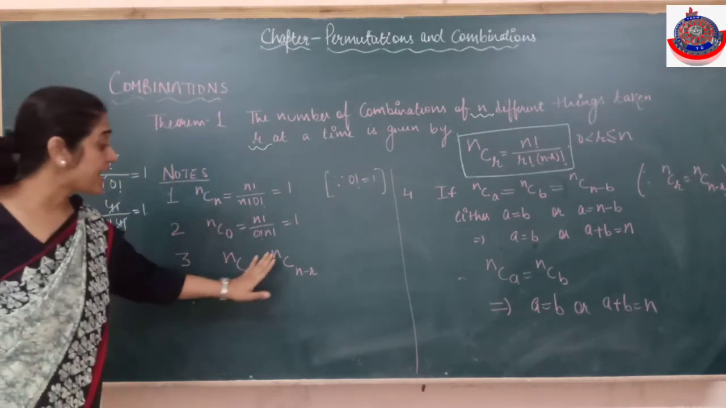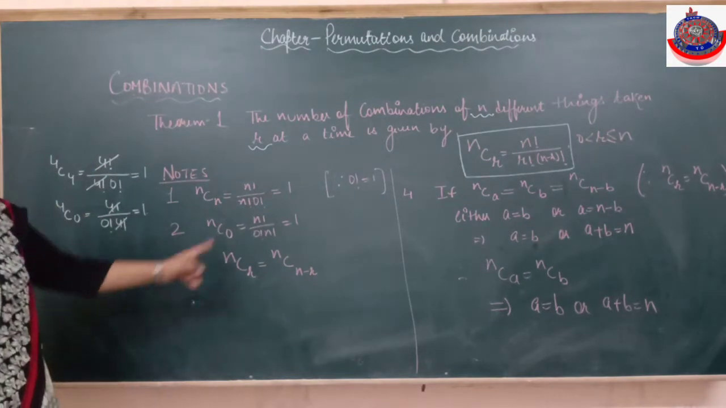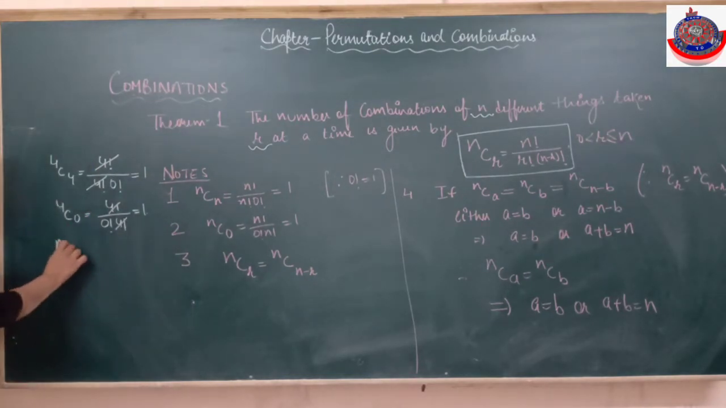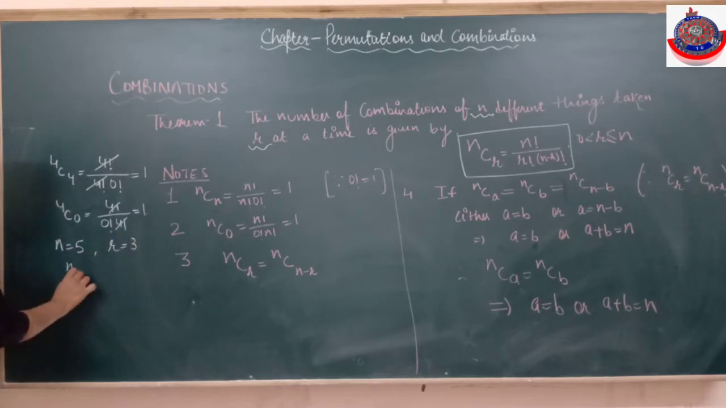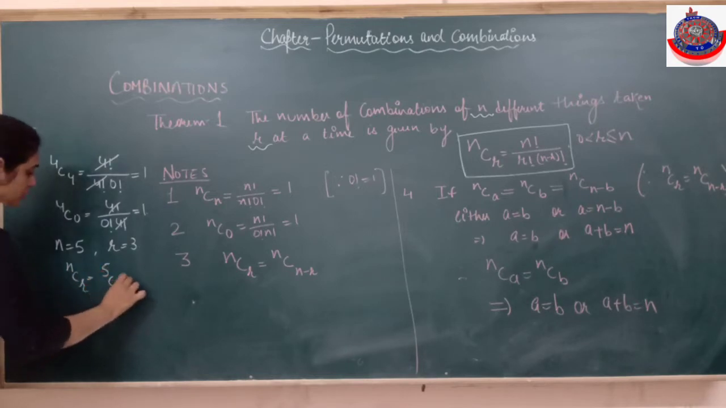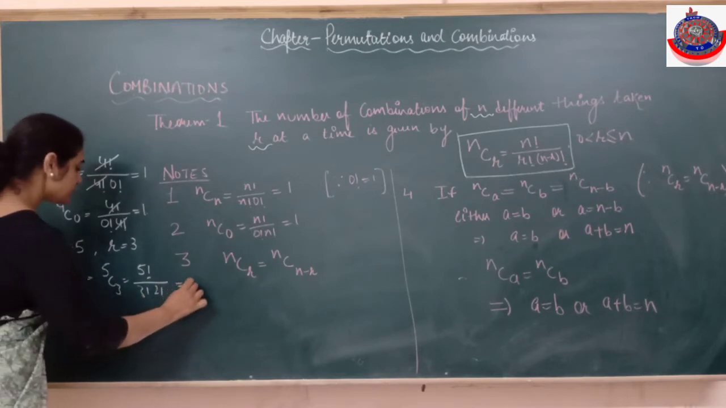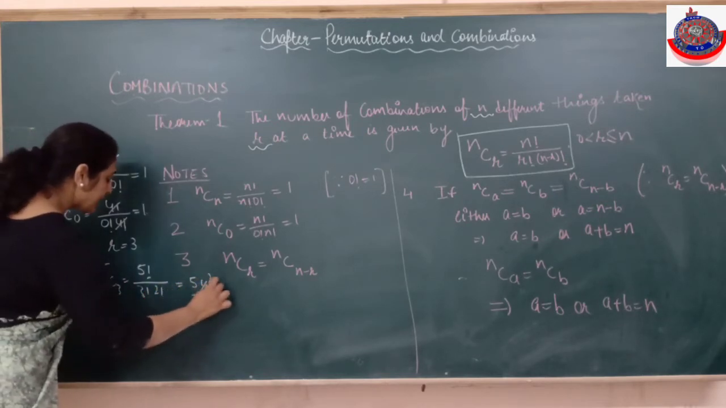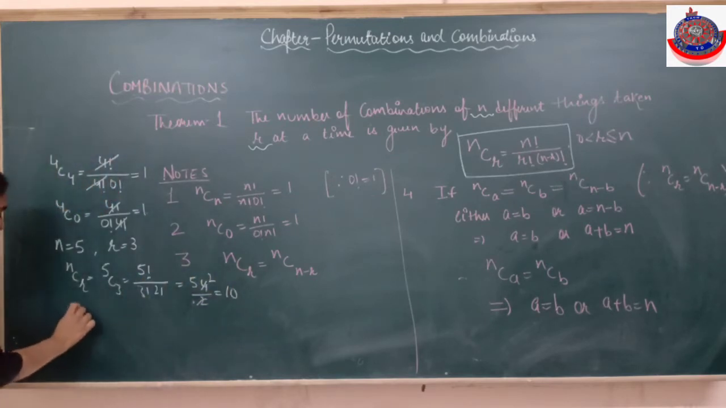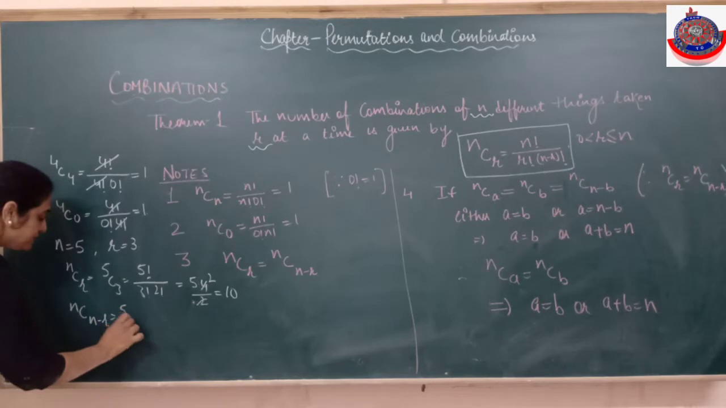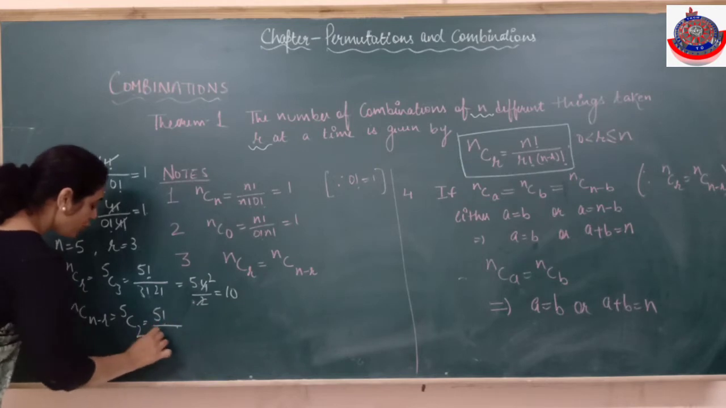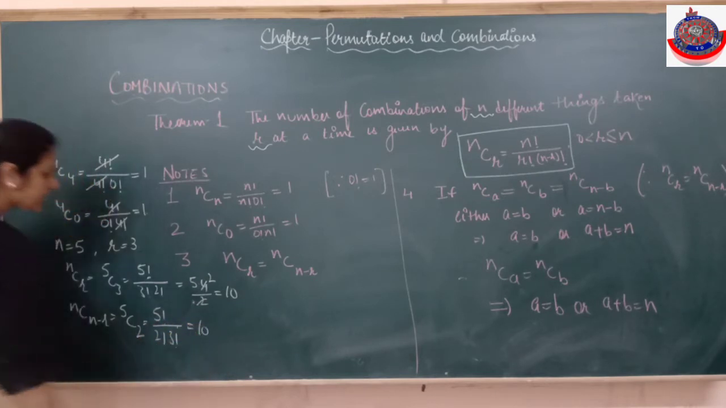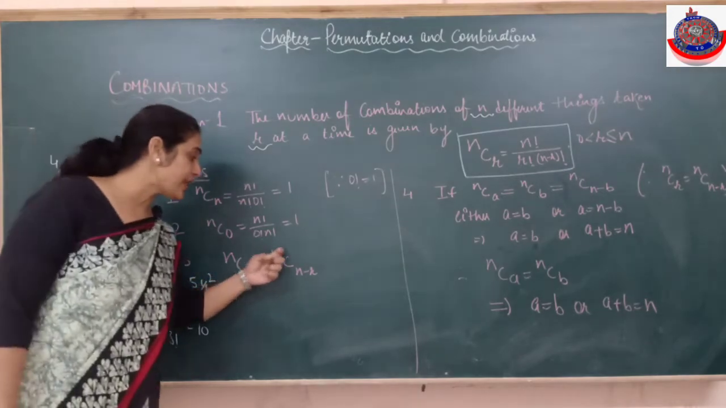Now nCr and nC(n minus r) are also equal. For example, n is 5 and r is 3. If I solve nCr, that means 5C3. So what will be that? 5 factorial upon 3 factorial into 2 factorial. That means 5 into 4 by 2, that is 10. Now let's solve nC(n minus r). That means 5C(n minus r), 5 minus 3, 2. 5C2, 5 factorial upon 2 factorial, 3 factorial, that is also 10. So wherever you have this, nCr is equal to nC(n minus r).